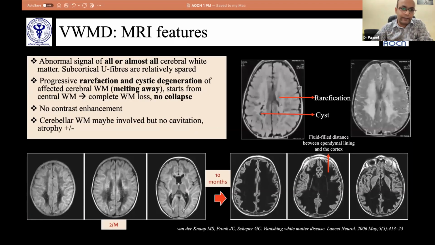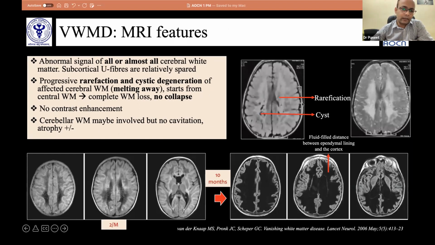We will look at the vanishing white matter disease MRI features. We find that there is an abnormal signal of almost all the white matter. In this T2 section, we see that almost all the white matter appears to be hyperintense, but there is more involvement of the deep white matter.